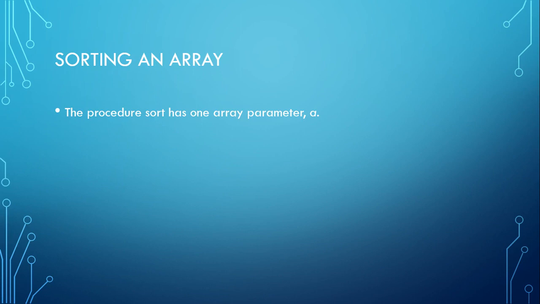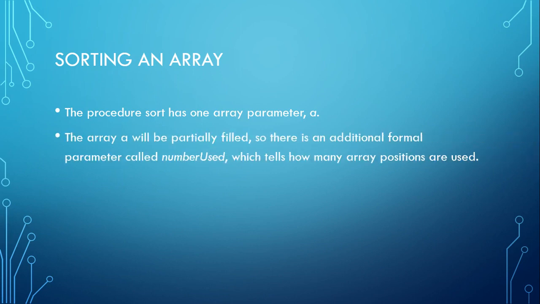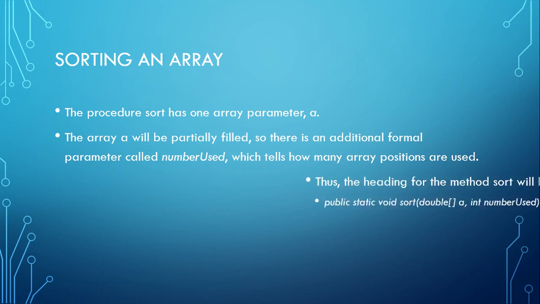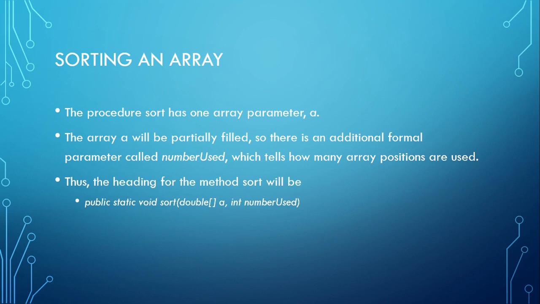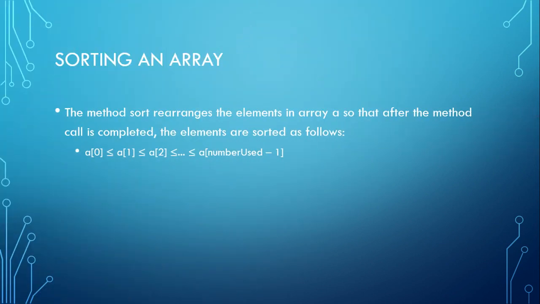This procedure sort has one array parameter, which is A. The A parameter will be partially filled, so there's an additional formal parameter called numberUsed, which tells us how many array positions are used. Thus, the heading for the method sort will be public static void sort(double[] A, int numberUsed). The method sort rearranges the elements in array A so that after the method call is completed, the elements are sorted as follows: A[0] <= A[1] <= A[2] <= ... <= A[numberUsed - 1].